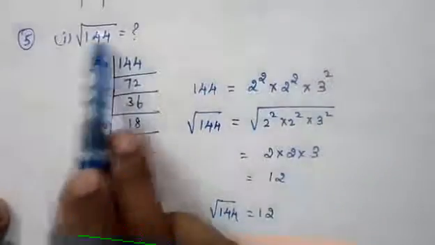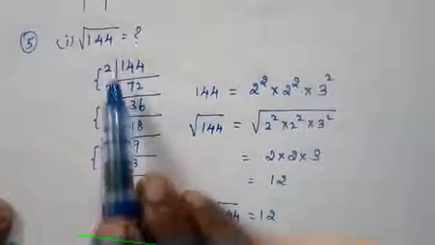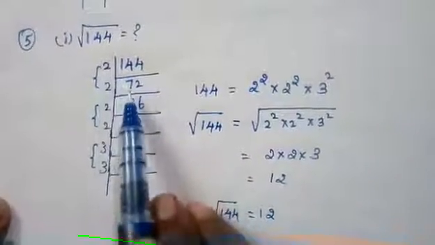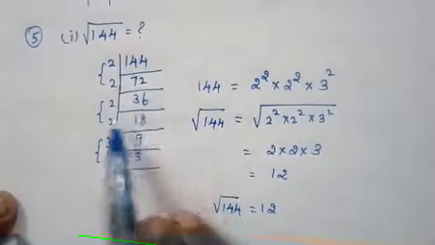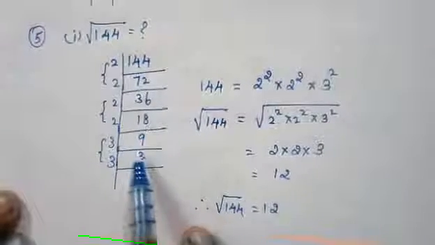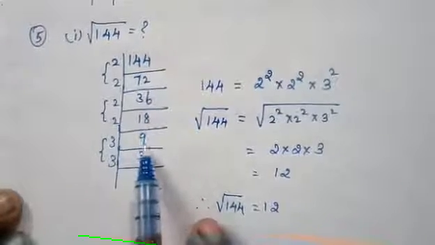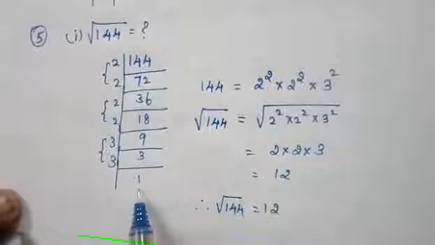First problem, square root of 144. So use the prime factorization method, the same way you have to find. First, 2 is possible, it is 72, then again 2 is possible, that is 36, then again 2 is possible, that is 18, then 18 divided by 2 is 9. Then you use the 3 table. 3 3s are 9. Again 3 divided by 3 is 1.